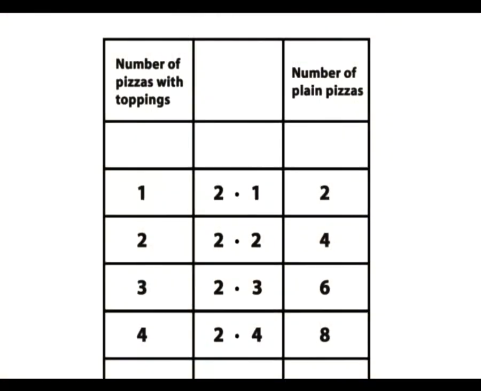Did you know that on any given day, the owner of this restaurant sells twice as many plain pizzas as ones with toppings? Really? I'll bet we can write an algebraic expression to show the number of plain pizzas he sells based on the number of pizzas with toppings sold. For instance, if he sold 1 pizza with toppings, then he would have sold 2 plain pizzas. If he sold 2 pizzas with toppings, then he would have sold 4 plain, 3 with toppings, 6 plain, and so on. And this relationship holds no matter how many pizzas are sold. There are always twice as many plain pizzas sold as ones with toppings.